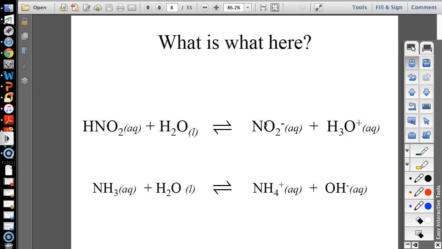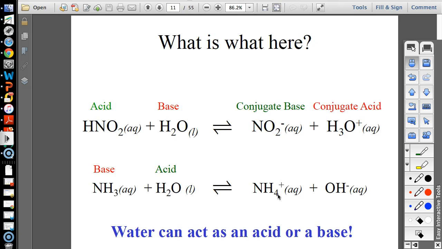So what is what here? Take a second and work with your table. This is what I want you to do: for acid, just put an A, for base put a B, and for conjugate, put a C in front of it. I'll give you a second. I think this is on your acid and base, so of those 40 questions you're going to see, you can totally get that one right.